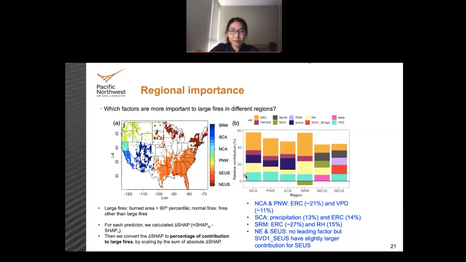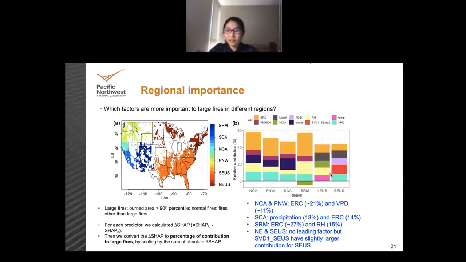factors for different regions. So here we pick the large fires and we calculate the mean SHAP values for each feature for the large fires, and subtract the non-large fires. We get the delta SHAP for each feature, and we convert the delta SHAP to the percentage of contribution, shown over here. So generally, we can see that for the Western US, ERC has the largest contribution. So ERC is the key factor contributing to the large fires in the Western US.